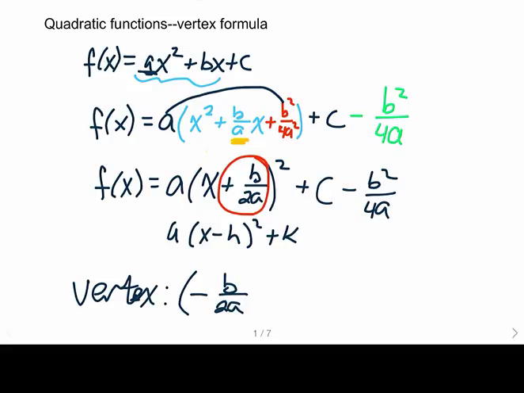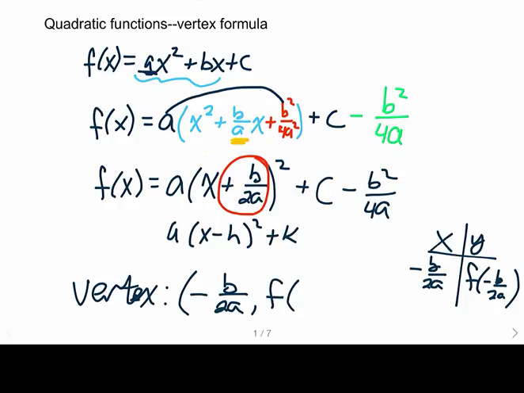Now let's go back to function stuff. Given an x, I can find out y by putting a value into the function, right? So if I put negative b over 2a into a function that's called f, the output is f of negative b over 2a. That's going to be the y-coordinate of the vertex. So the vertex is (−b/2a, f(−b/2a)). And this is what is known as the vertex formula.